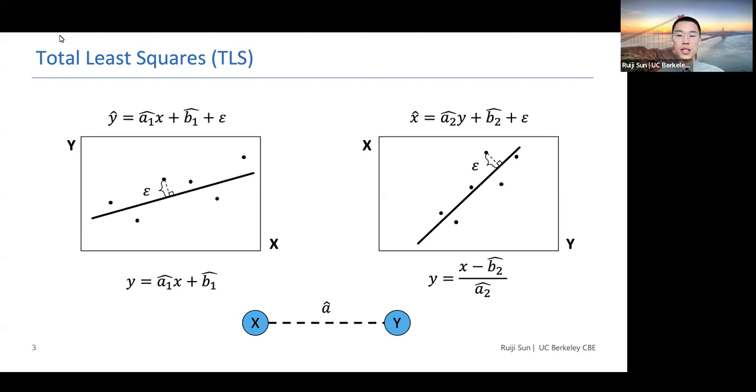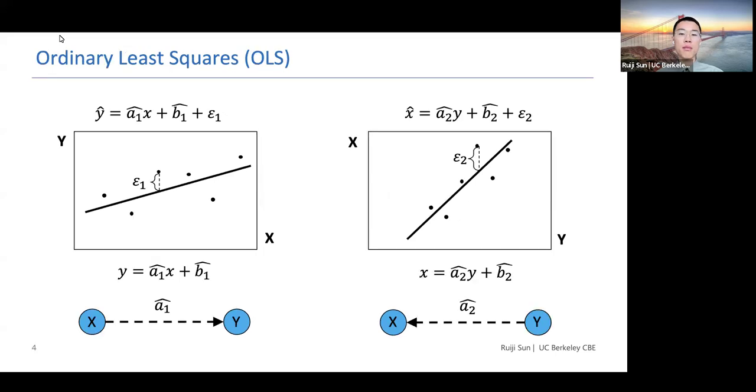Initially, I thought this switch doesn't matter, and the resulting linear models would be interchangeable between the left side and right side. In other words, the model coefficient A1 equals 1 over A2, and the model coefficient B1 equals minus B2 over A2. However, I later realized that this equivalence only holds when the error term represents the orthogonal distance between each data point and the fitted line. And this regression method is called total least squares, or TLS.